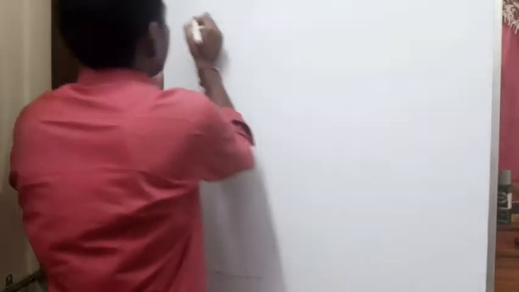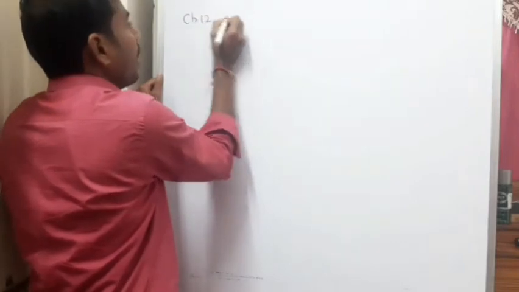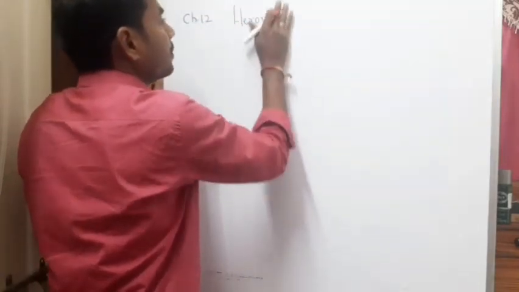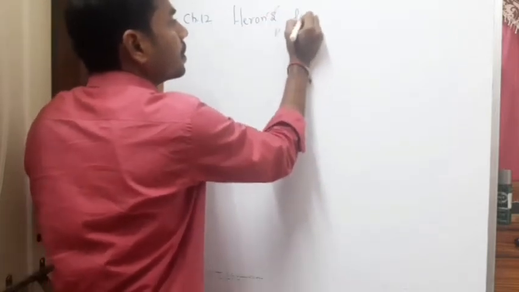Students will start with the new chapter, that is chapter number 12. Chapter number 12, Heron's formula.